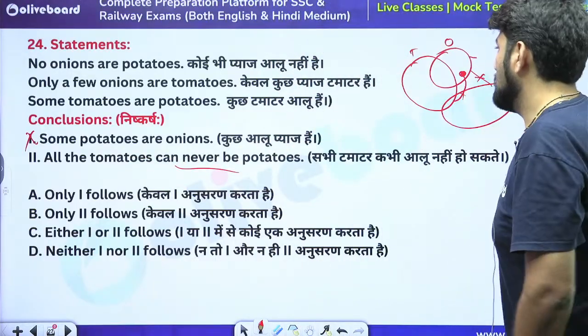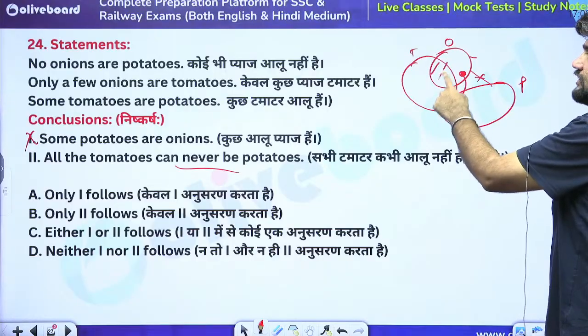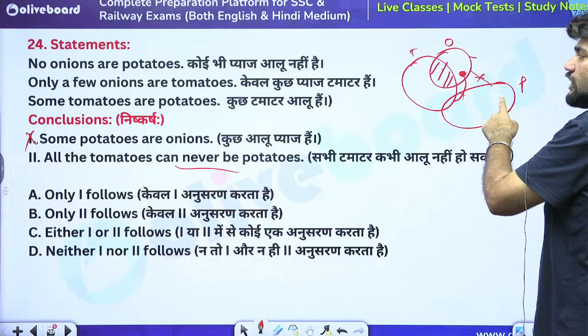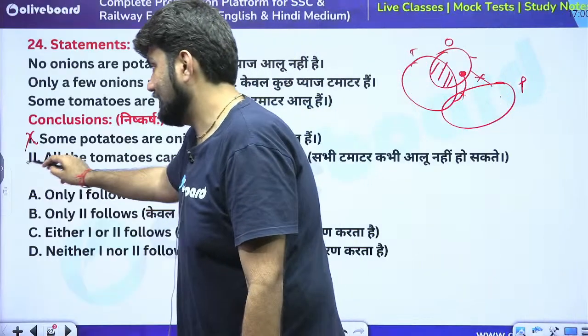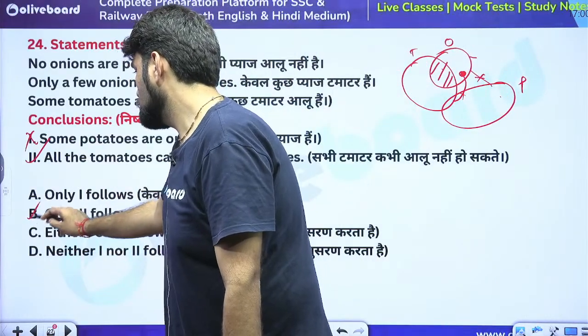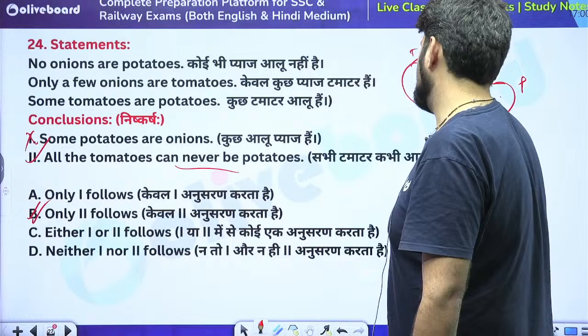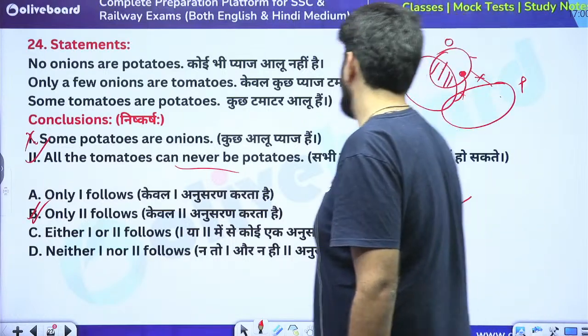Is that true? Yes. Because tomatoes has a part which is common with onion. And onion is restricted in potato. So whole tomato will never be a part of potato even if it wants to. And this is right. So only option 2, only conclusion 2 follows. Option B is the correct answer, right?